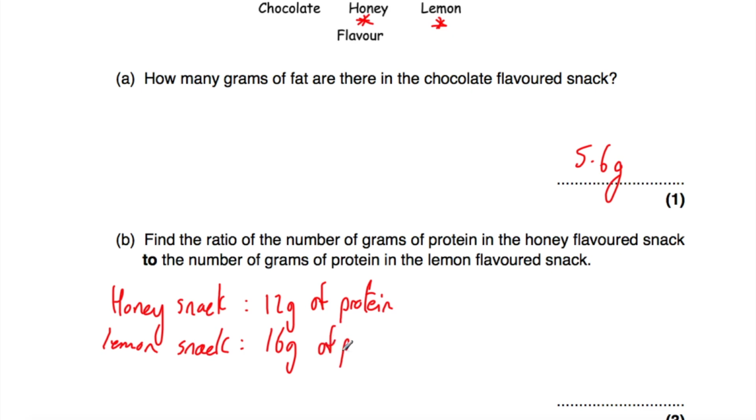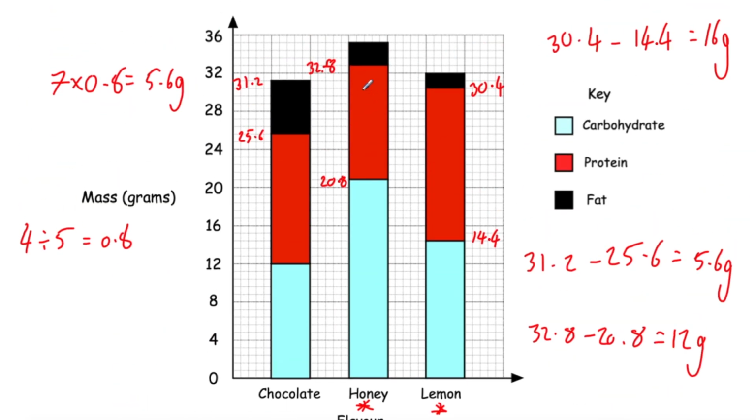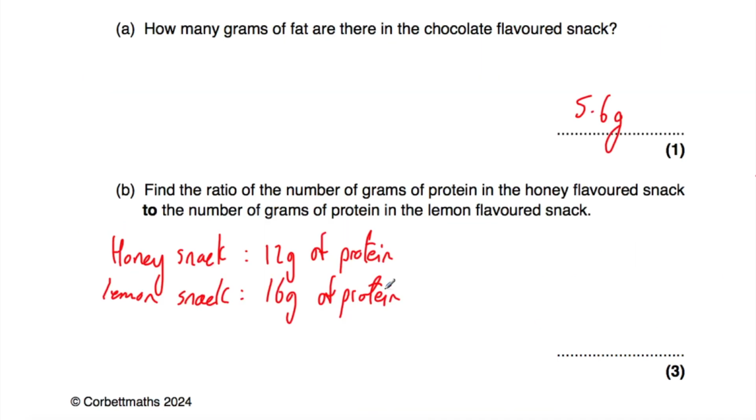16 grams of protein. Now, before we find the ratio, I just want to explain that we could actually find those values, the 12 grams and the 16 grams, using another approach. In terms of the honey flavoured snack, remember we're going up in 0.8. So if we got 1, 2, 3, 4, and then another 5, that's 9, and another 5, that's 14, and another 1, that's 15. If you do 15 multiplied by 0.8, that's equal to 12 grams. And likewise, for the lemon flavoured snack, we count up how many little squares we're going up. So 1, 2, and then another 5, that's 7, another 5, that's 12, another 5, that's 17, 18, 19, 20. If you do 20 multiplied by 0.8, that's equal to 16 grams. So just to show you can use either approach there.